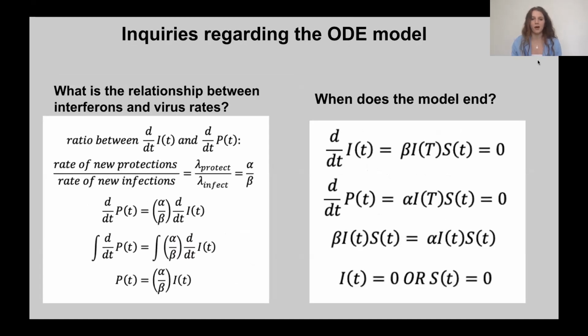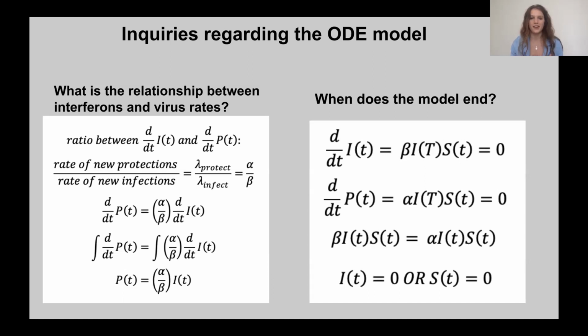So this is our ODE model, but of course that's incomplete. And two of the things that we were curious about is, one, what is the relationship between the interferon and the virus rates? And two, when does the model end? So to start off, the interrelationship, we took a quick ratio right here, the ratio between the differential taken at I of t and the differential taken at P of t. So that's our rate of new infections under our rate of new protections, lambda protect over lambda infect.